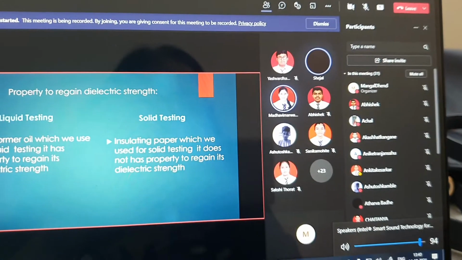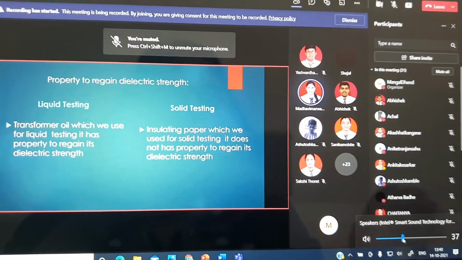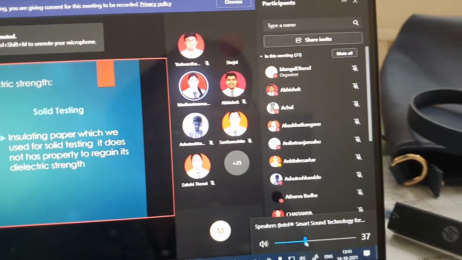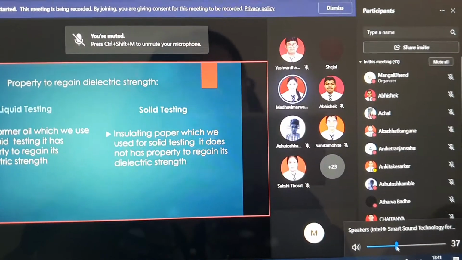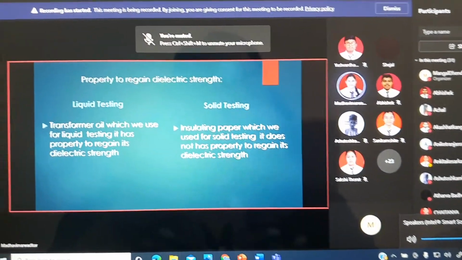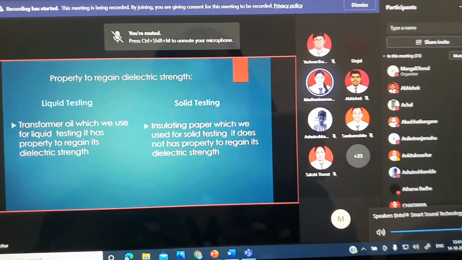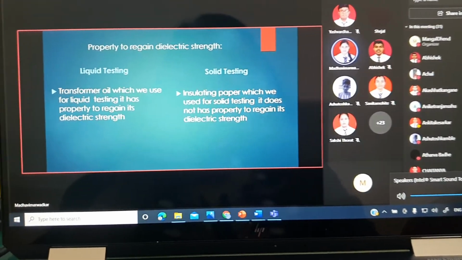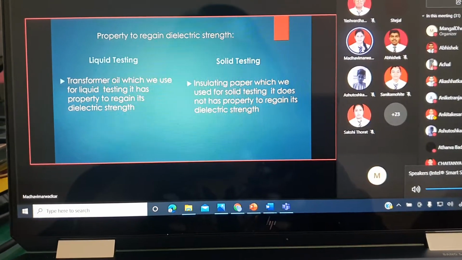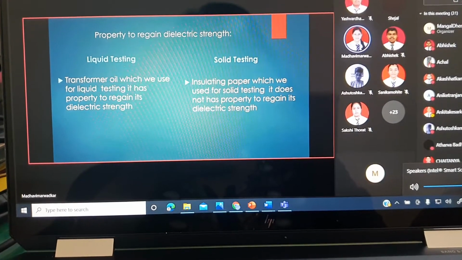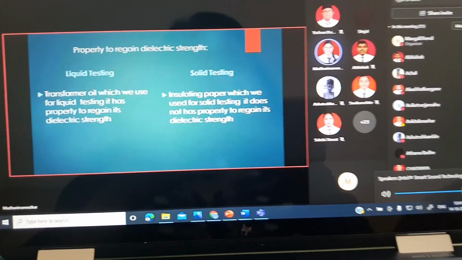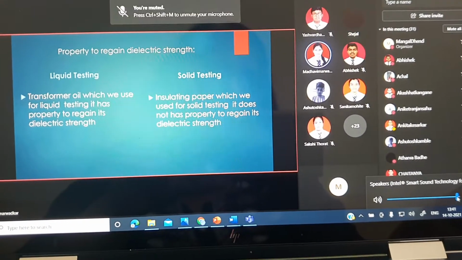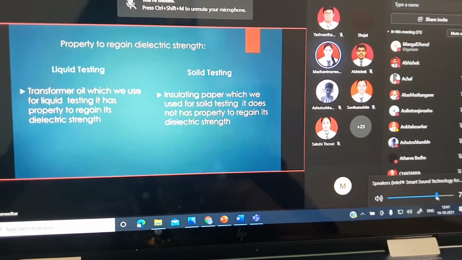Yes, and why I'm saying that liquids are able to regain their dielectric strength is because when the breakdown takes place, vibrations also take place in the device, and due to that fresh oil comes between the electrodes, and we are able to measure its dielectric strength once again. So this process repeats itself, so we can say that liquid materials have the property to regain dielectric strength. Yeah, and it is not so in the case of solid materials.